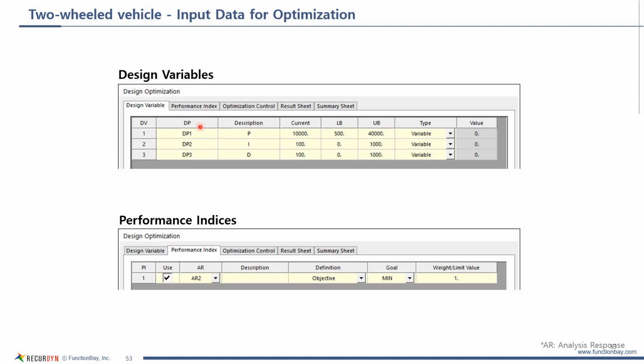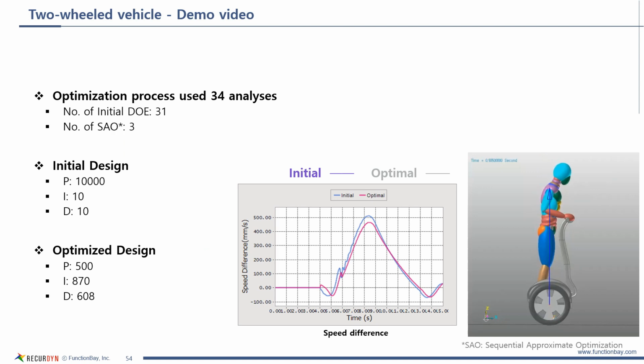You can find that the design variables and the performance index were set as described in the previous page: PID, and speed difference to minimize it. The optimization of this model ran 34 analyses. The number of DOE to create the initial meta model was 31, and only 3 simulations were performed for optimization.